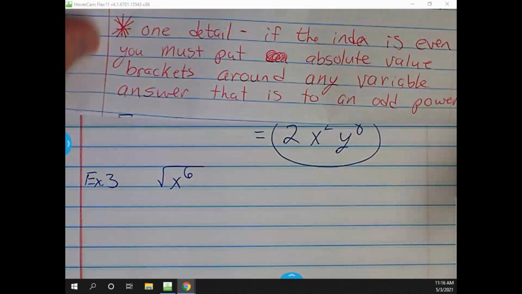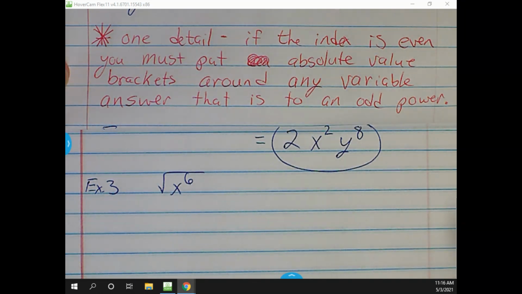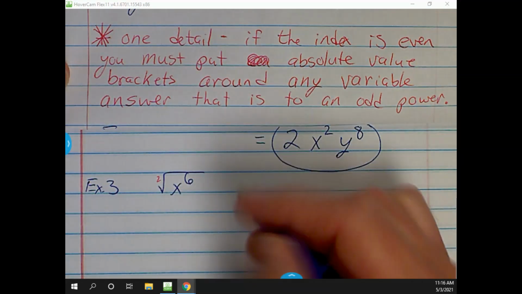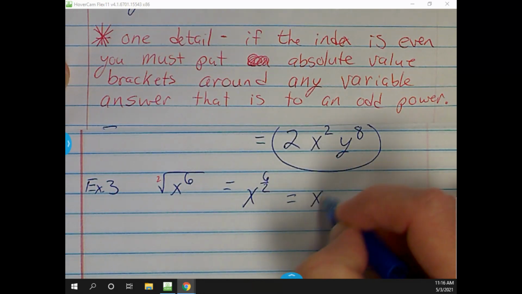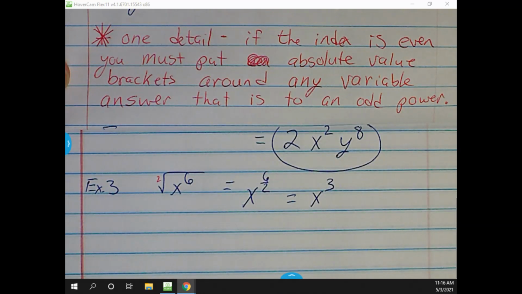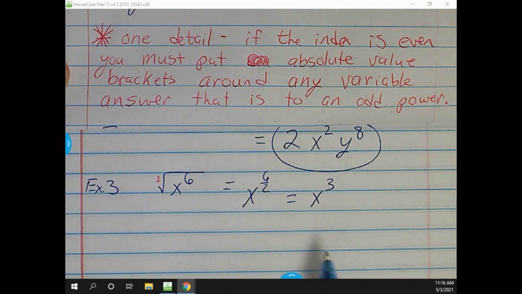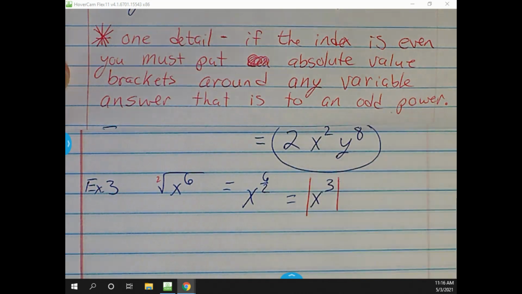All right, again, here's our detail. If the index is even, we've got to put absolute value brackets around the answer if it's an odd power. So first thing is, it's the second root, because if there's nothing there, it's understood to be a 2. So it's x to the 6th divided by 2. So that's x to the 3rd. Okay, so the index is even, so we've got to be on details. And the answer has a variable to an odd power, which we've got here. You've got to go back and put absolute value brackets around this.